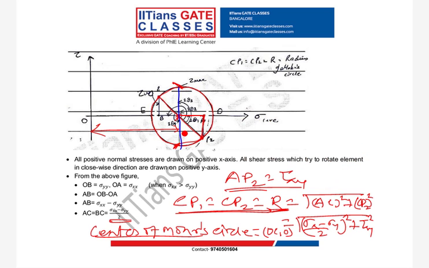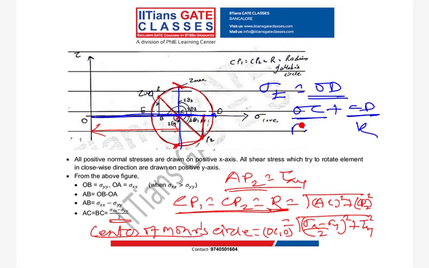Look here. This point O, right? So it is the furthest point, right? So my furthest point is D, right? So my sigma 1 is OD. What is your OD? My OD is always OC plus CD. CD is R and OC is sigma X plus sigma Y by 2. So OD is sigma X plus sigma Y by 2 plus R. So this is my first principal stress. Is it clear?